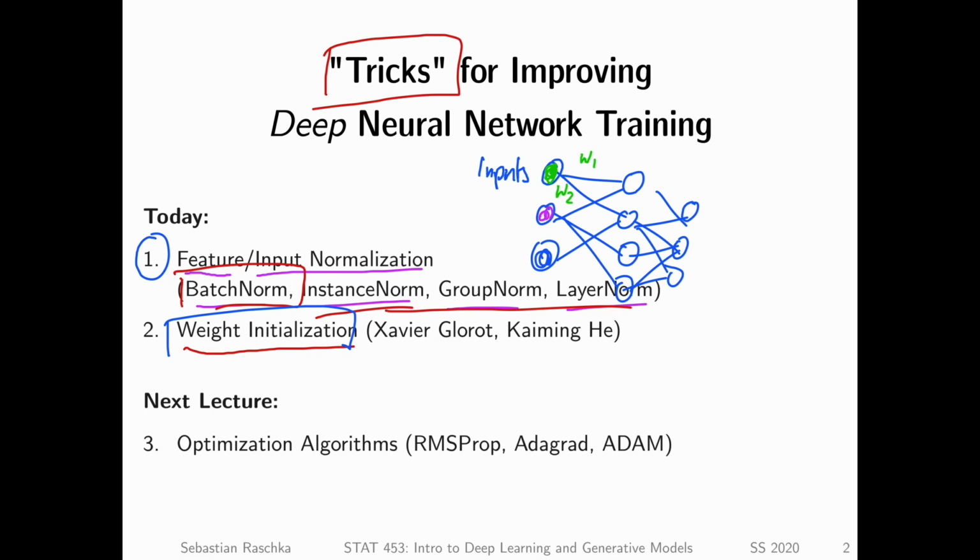Then I have a W2 that connects the first unit in this layer to the second unit in this layer, and so forth. So for every neuron in a previous layer, this is why it's called a fully connected network, the inputs are connected to every unit in the next layer.